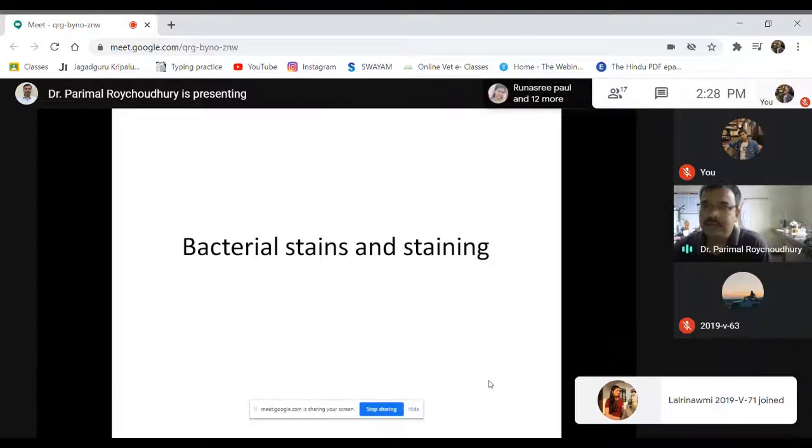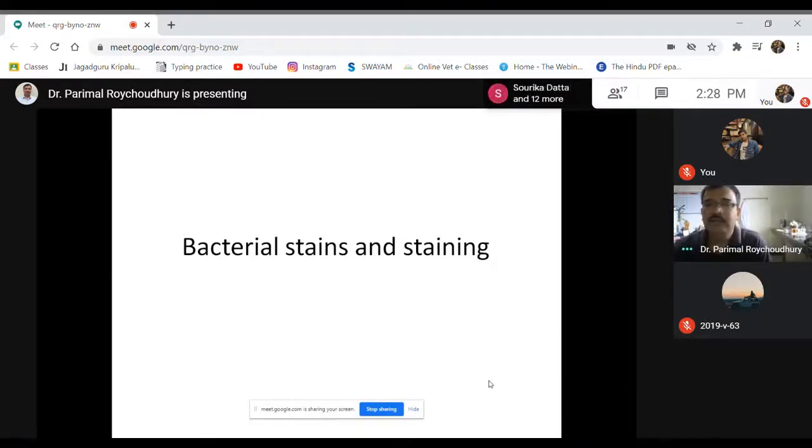Why we prepare a bacterial smear is to stain the bacteria so that we can see them and identify them. It's a regular diagnostic process. So one of the very important aspects of bacterial demonstration is bacterial stains and staining technique.